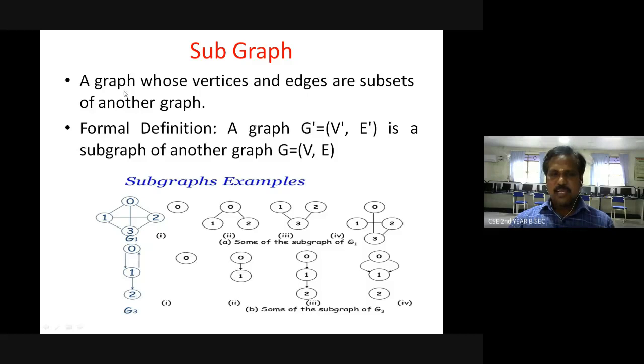A subgraph is a graph whose vertices and edges are subsets of another graph. A graph contains 4 nodes, 0, 1, 2, 3. We can split this graph into tree structures. So the nodes are split into subgraphs. Subgraphs are nothing but graphs whose vertices and edges are subsets of another graph. 0, 1, 2, 0, 0, 1 and 2. These are all the subgraphs of the given graph. This is called a subgraph.